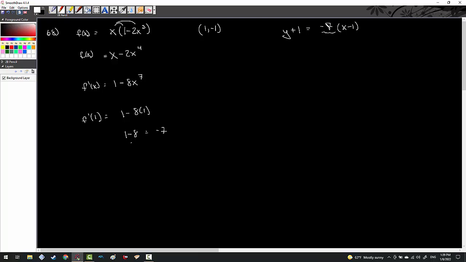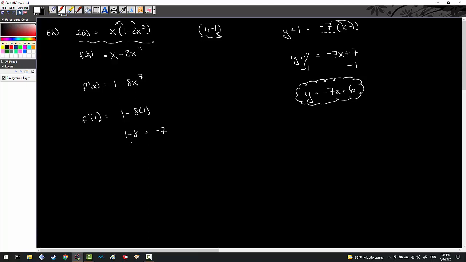Now, every single answer in the multiple choice gives it to you in slope-intercept form. On a quiz, this would be absolutely acceptable. On an FRQ, on the AP exam, this would be absolutely acceptable. But we're going to go a little bit further. We're dealing with some multiple choice here. So negative 7x plus 7 equals y plus 1. Subtract 1 from either side. y equals negative 7x plus 6. And that is the equation of your tangent line at those coordinates.